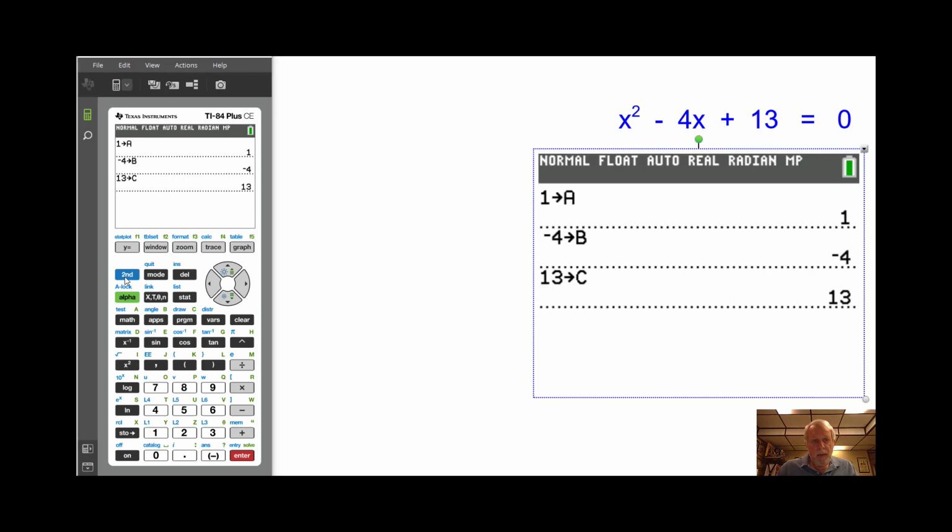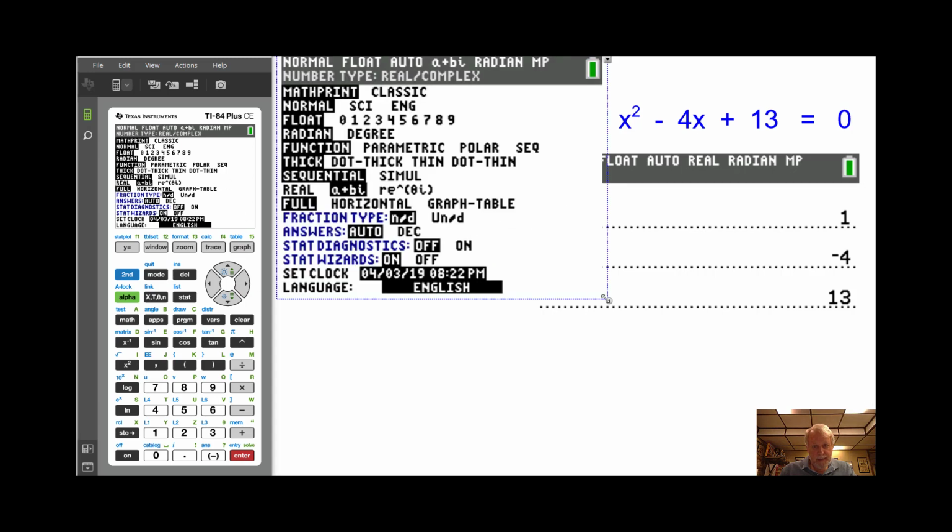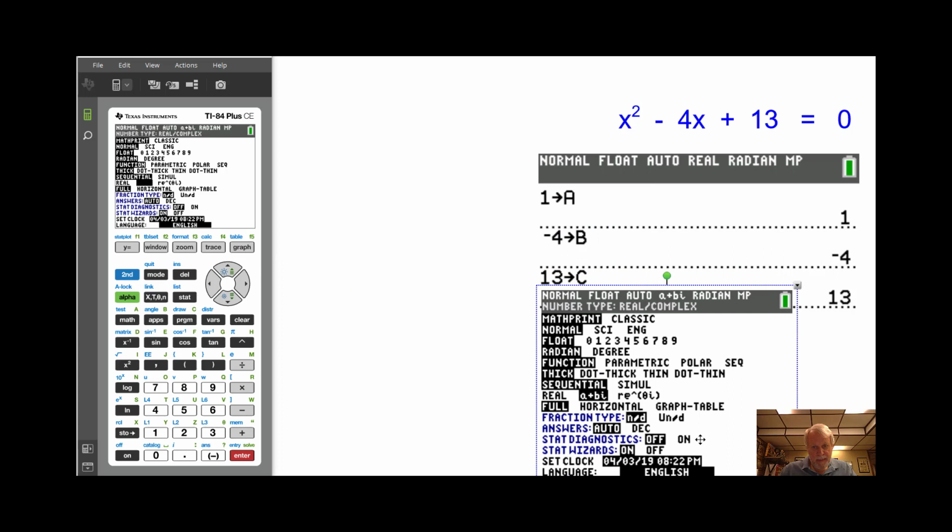And I'm going to alpha trace, bring up y9. Oh, you know what? I forgot to change the mode, didn't I? So let's go ahead and change the mode. Mode, and go down to real. Turn right and press enter on A plus BI. So let me make sure I've got that. A plus BI is the mode.